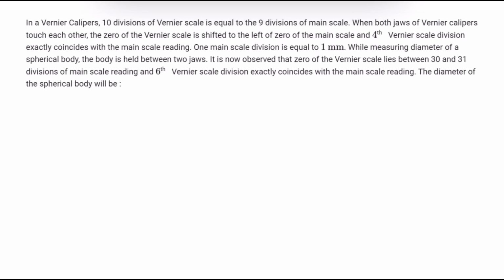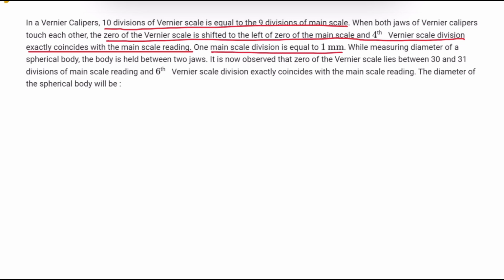In a Vernier Calipers, 10 divisions of a vernier scale is equal to 9 divisions of the main scale. When both jaws of the Vernier Calipers touch each other, the zero of the vernier scale is shifted to the left of the zero of the main scale. Okay, so this is talking about the error. And the fourth vernier scale division exactly coincides with the main scale reading. One main scale division is equal to 1 millimeter. Okay, that's basic stuff.